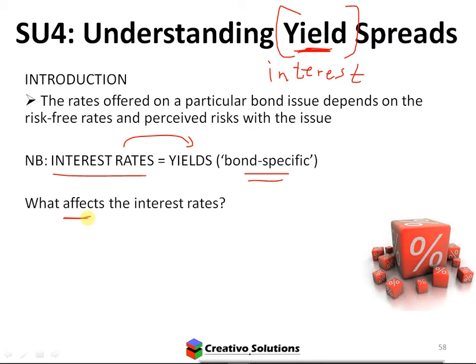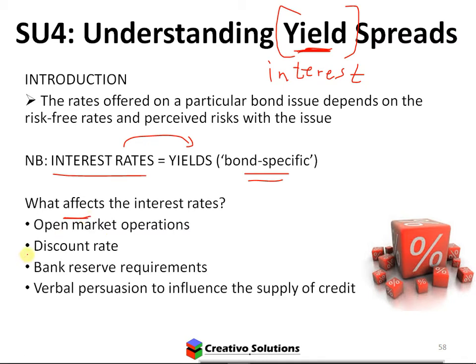Will politics affect the rate? Possibly. Location or geography, country. So there's a lot that can affect the rate. Open market operations, so is government going to be dealing in bonds? The discount rate, what's the cost? Reserve requirement, that also affects the rate. And any verbal persuasion that influences the supply of credit. So people either take out more or less credit depending on what's happening in the market.